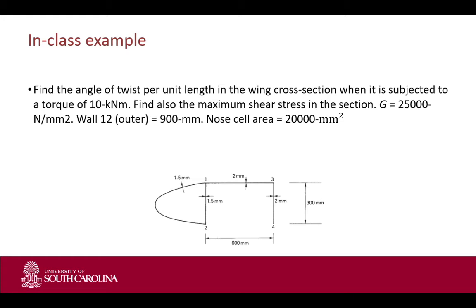So the question is again, find the angle of twist per unit length, given that you have applied a torque of 10 kilonewton meter. And we also have to find the maximum stress in the section. A couple of things are already given. The nose area is given, so you don't have to calculate this area yourself. And the length of the outer wall from 1 to 2 is also given. So this simplifies our calculation a bit, or at least determining what those segments are.